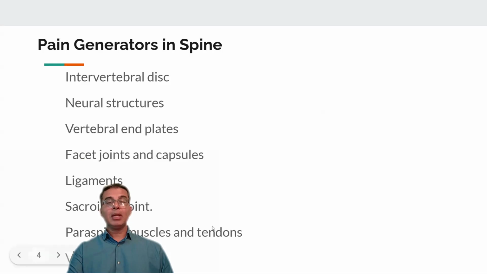and notably multifidus muscles. They provide a majority of the stability for the spine, and vertebral body morphic changes can cause pain.